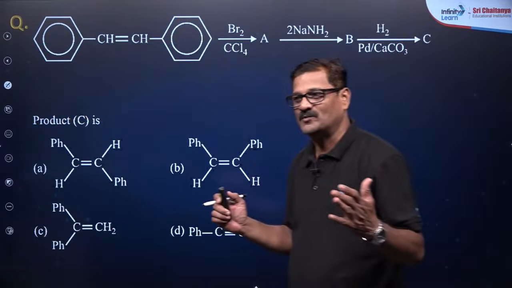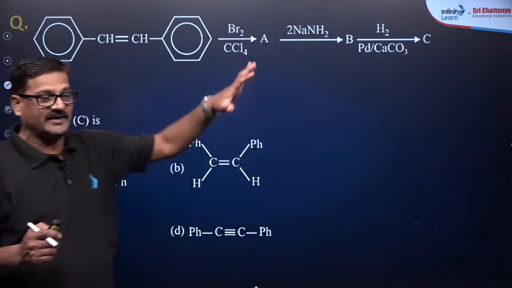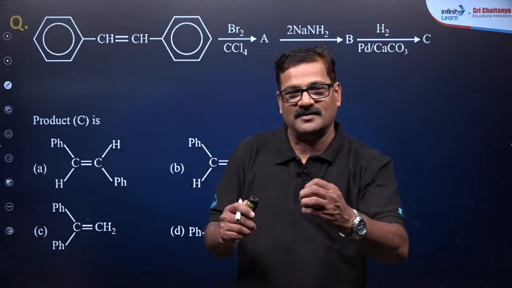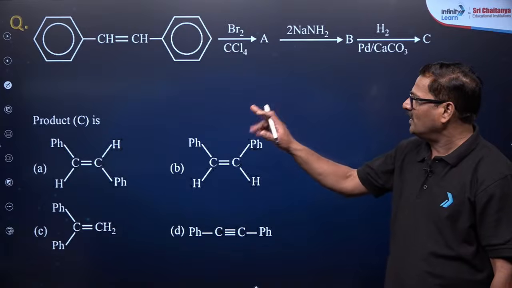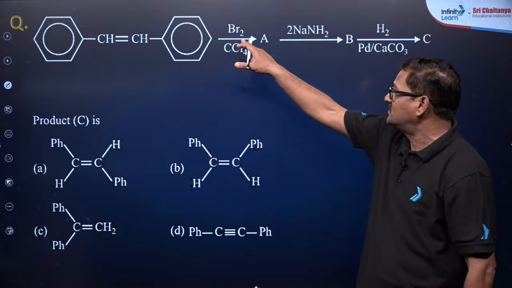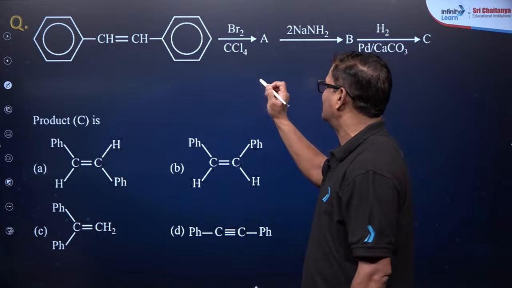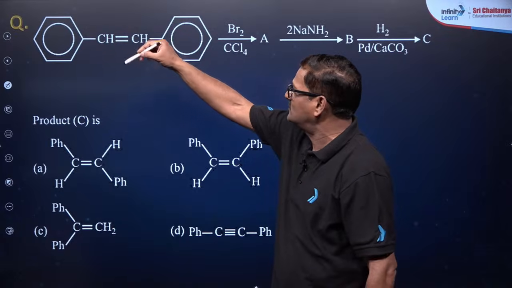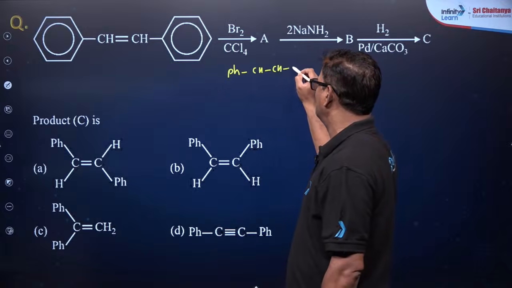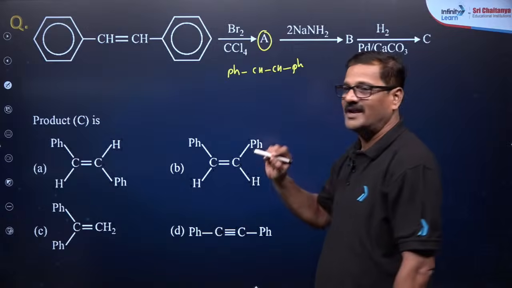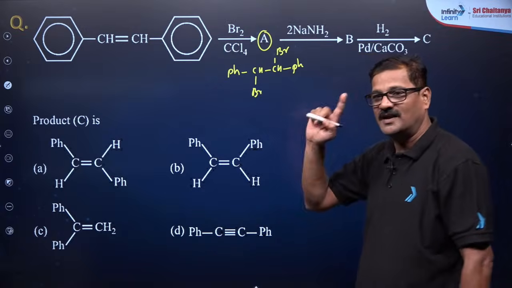Here is the question, and when the question comes in the examination, by looking at this kind of structures, you will have a kind of fear like, ye structure ajeeb dikh rahe hai. Let us see now. It is an alkene when it is treated with Br2/CCl4. It is an electrophilic addition reaction, so you will have the benzene group as Ph, CH and CH, and then Ph. That is the structure A, with bromine added here. So this is an electrophilic addition reaction.